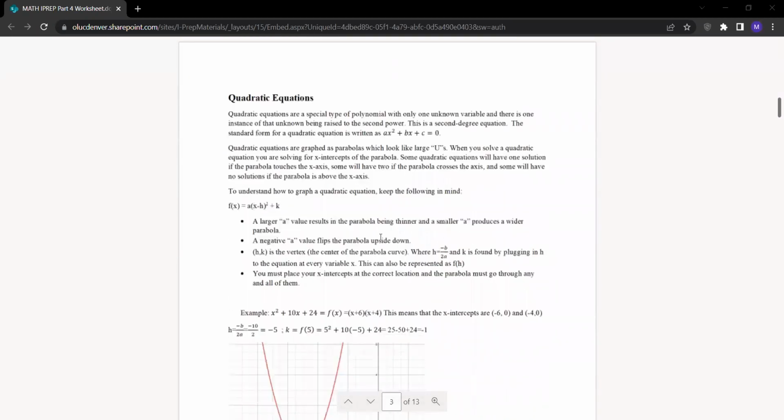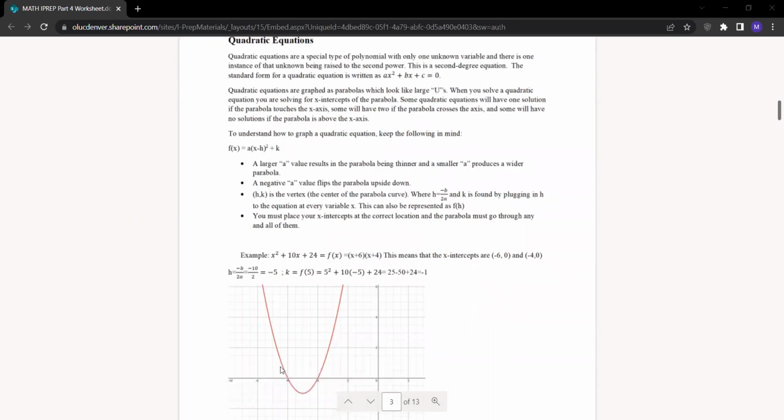So next we'll go over the quadratic equation. We'll do this pretty briefly because we did go over all of this in our lecture, but quadratic equations are a special type of polynomial with only one unknown variable, and there is one instance of that unknown being raised to the second power. The standard form of this equation is written as follows: ax squared plus bx plus c is equal to 0. Quadratic equations graph like parabolas, and these look like giant U shapes. When you solve a quadratic equation, you are solving for the x-intercepts. Some quadratic equations will have one solution if the parabola touches the x-axis, some will have 2 if it crosses the x-axis, and some will have none if it's above or below the x-axis.